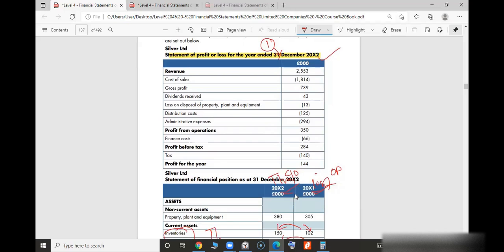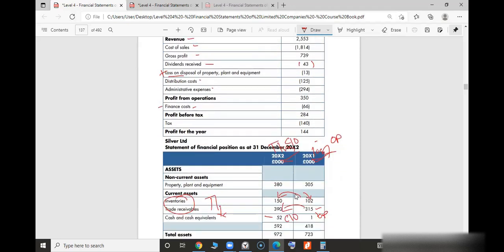Quickly going over at a glance: sales, cost of sales, gross profit, dividend received. So you know what to do. You need to deal twice with these things, don't you? Loss on disposal, you need to add it back. Distribution, admin costs, finance costs, you need to deal twice, once add and once minus at the bottom. Tax: now, regarding tax, you need to do workings. Opening tax plus charge for the year. This tax 140 is called the charge for the year.